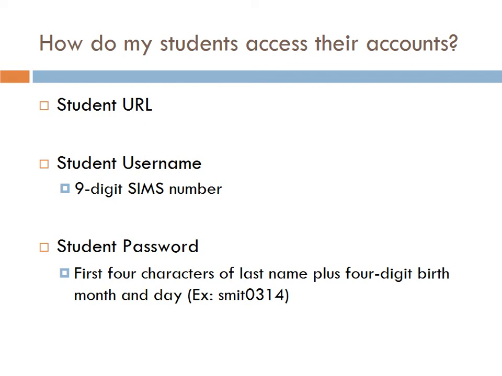Password should be the first 4 characters of the last name, plus the 4-digit birth month and day. So let's say you have John Smith, born on Pi Day, 3/14. This would be SMIT, the first 4 letters, and then 0314. So that's just how you would do that. And it just makes it so the passwords are always formatted the same.